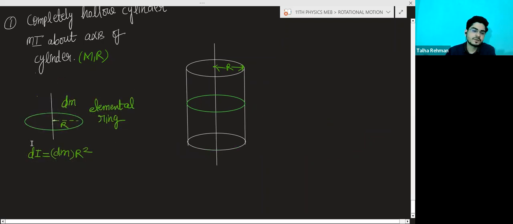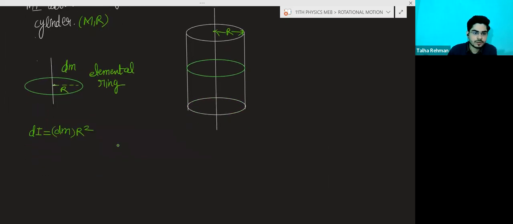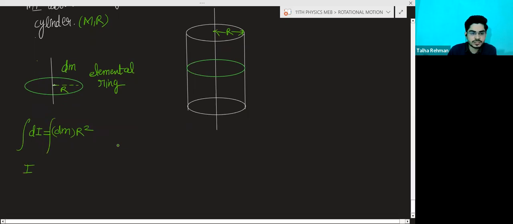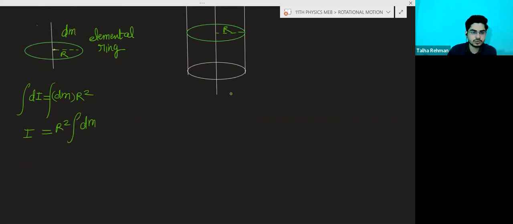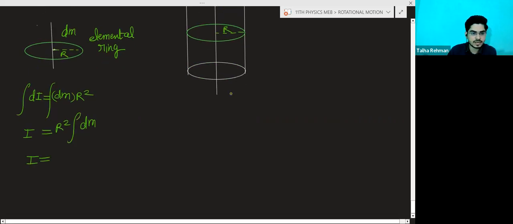Now it is very easy. We will do the integration on both sides, where dI gives the total moment of inertia, and r square is constant. If you choose any ring on this cylinder, the radius of that ring will be the same. So r square is constant. Here you will have dm, and integration of dm means you are calculating the mass over the whole surface, so you will get the total mass, that will be r square into m.